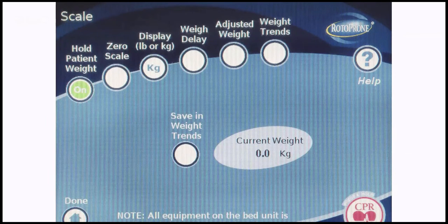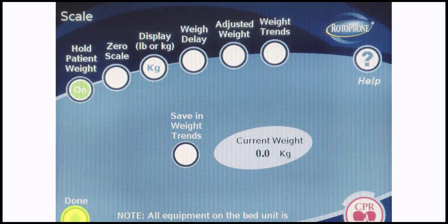Then press the Save in Weight Trends button and make sure to pick up any bags or equipment that may be hanging on the accessory rack. This will save the patient weight and can be displayed in weight trends. Scales and patient weights are for reference only. Scale readings should not be relied upon for medication dosage. Press Home to return to the home screen.